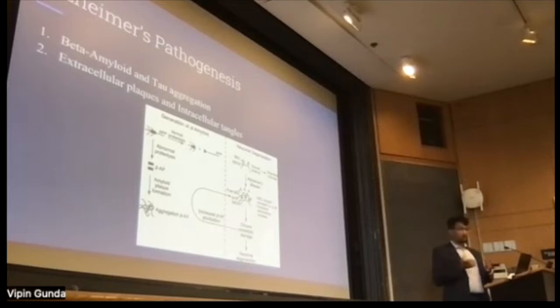And the death of neurons is normally occurring in the hippocampal regions of the brain, which is responsible for memory formation, which is why whenever you see an Alzheimer's patient, their biggest symptoms are almost always memory loss and the inability to form new memories. So how does this happen?